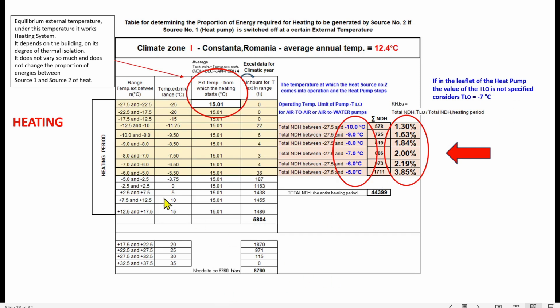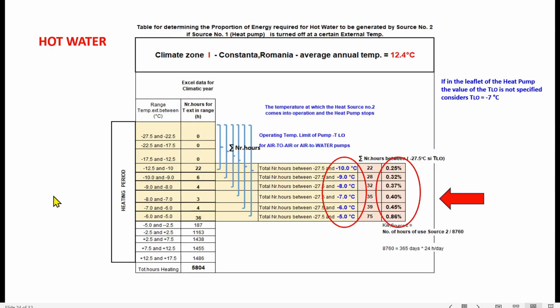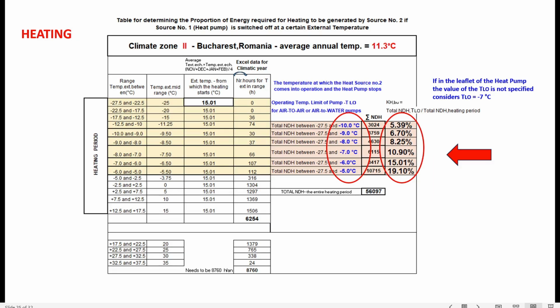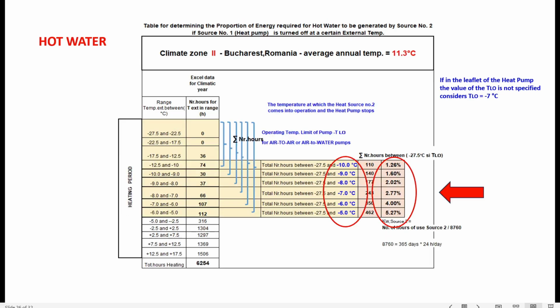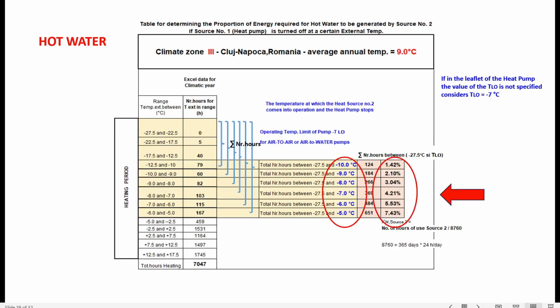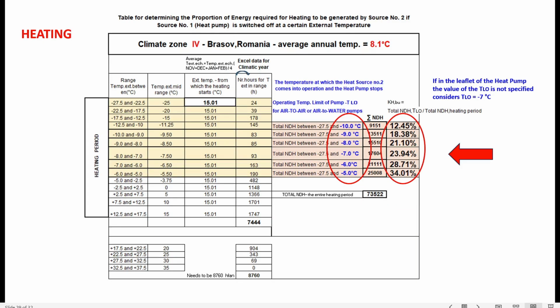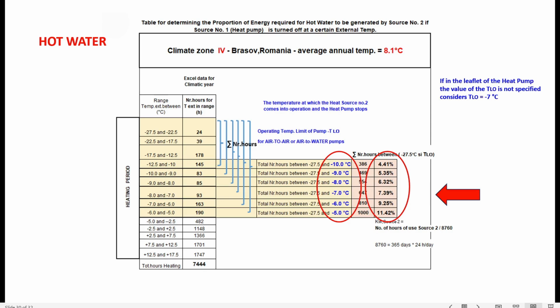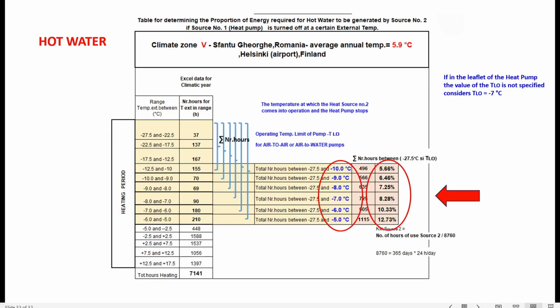degrees Celsius. So we have here climate zone 1 for heating, climate zone 1 for hot water, climate zone 2 for heating, climate zone 2 for hot water, climate zone 3 for heating, climate zone 3 for hot water, climate zone 4 for heating, climate zone 4 for hot water, climate zone 5 for heating, climate zone 5 for hot water. Again, if in the leaflet of the heat pump the value of the TLO is not specified, we'll consider TLO equal to minus 7 degrees Celsius.